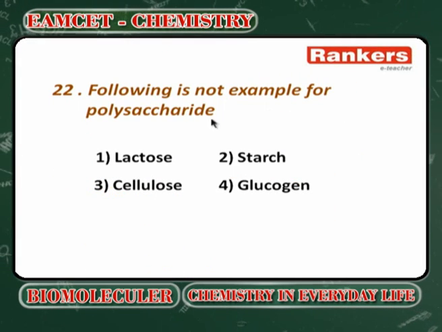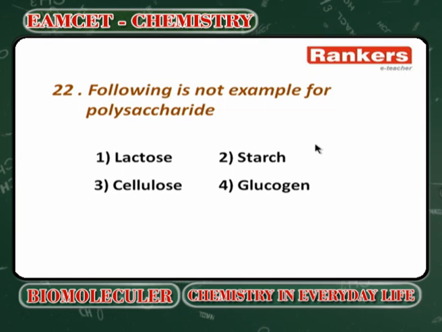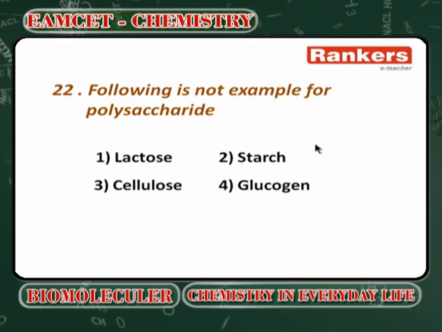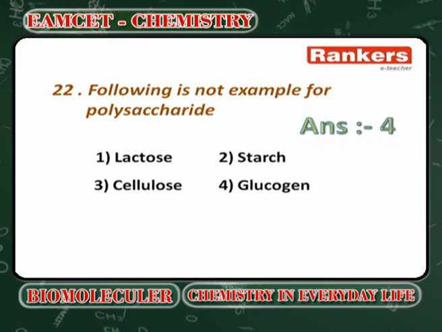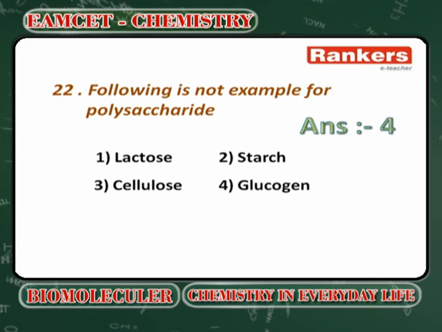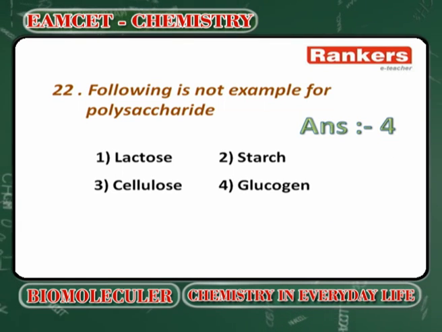Which of the following is not an example for polysaccharide? Lactose is a disaccharide, starch is a polysaccharide, cellulose is a polysaccharide, glycogen is also a polysaccharide. Lactose contains glucose and galactose, and is a disaccharide. Therefore, the answer is 4.